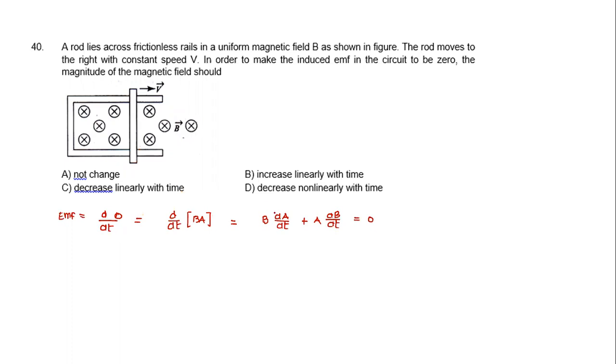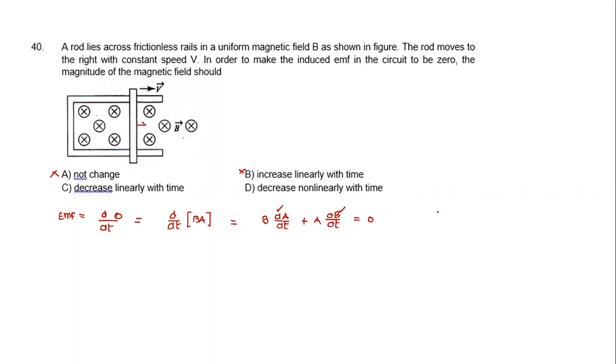Quite clearly, this is increasing. Area is increasing as it moves in this direction. So this term is positive, which means this term has to be negative. It means the dB by dt has to decrease. So first of all, the increase and no-change options are gone. Now, the only thing I have to think about is whether dB by dt varies linearly with time.